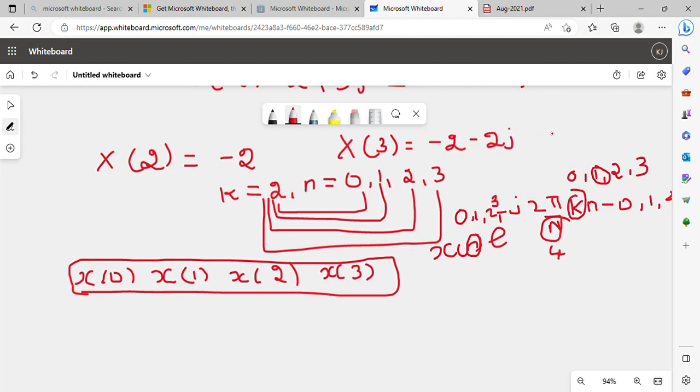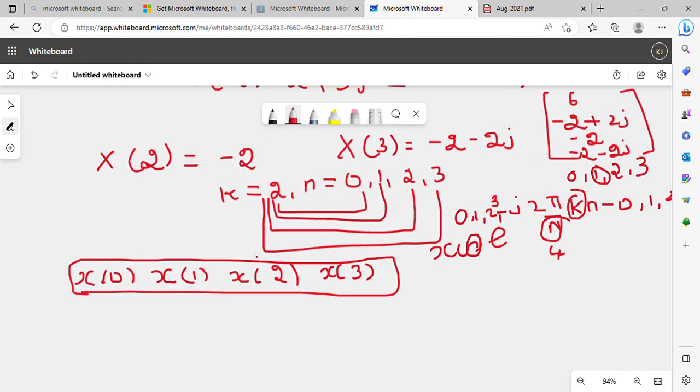So my total X of k is 6, minus 2 plus 2j, minus 2, minus 2 minus 2j, right? That is why I showed you for one. For all others it is the same. You can try it out without fail, by following my process, right? The same process you're supposed to follow without fail, right? Yes. So now this is what I get.